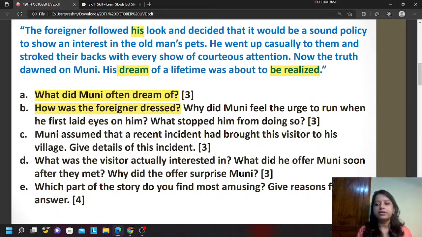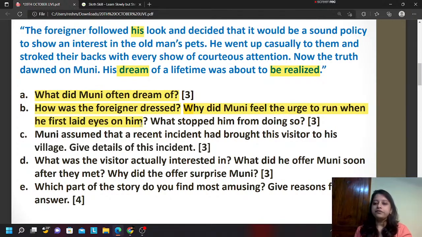Why did Muni feel the urge to run when he first laid his eyes on him? Why was he ready to run? What will you write over here? This answer I think everybody can answer. Why do you think he wanted to run? Mayank, this portion's answer is already there in your first part's answer, so I will take that. Others keep trying. But what you have to do, Mayank, is change your line and then write the second part. Otherwise, the teacher may think that you have written the answer of the first part only and not give you the mark for the second part. Okay, change your line or change the paragraph.